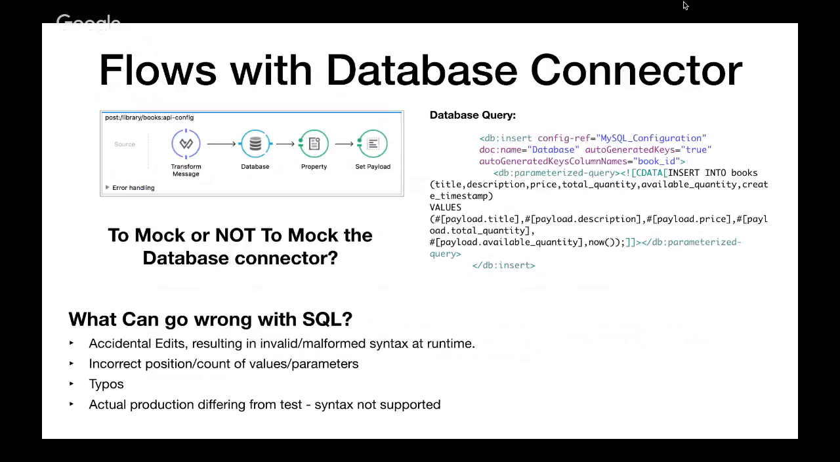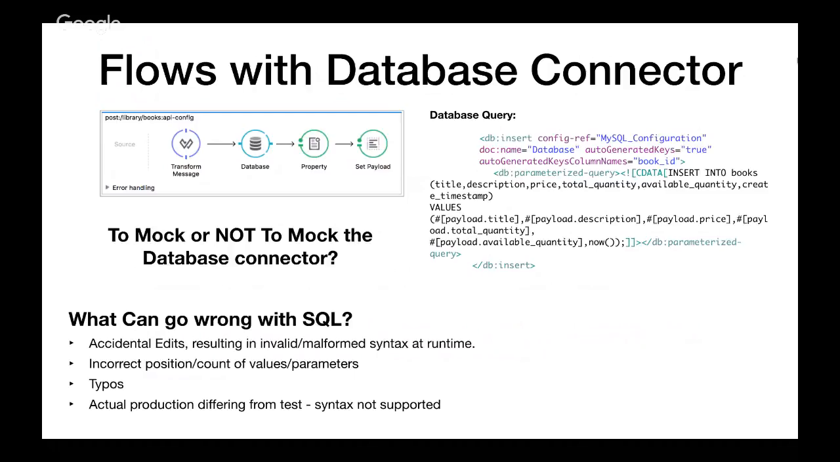So what can go wrong with all those things? Sometimes you can accidentally edit, which results in invalid or malformed syntax at runtime, meaning I can by mistake insert a semicolon or something, which you won't know unless that application or flow actually runs. Then there can be an incorrect position or count of values in the insert or values parameter. For example, I can forget to add the last parameter, which is available quantity, or the one which inserts the create date time, and I wouldn't know that until I really run that flow. There can be typos, or the actual production system can be different from your test system, which means whatever syntax you are using in test may not be supported in production.